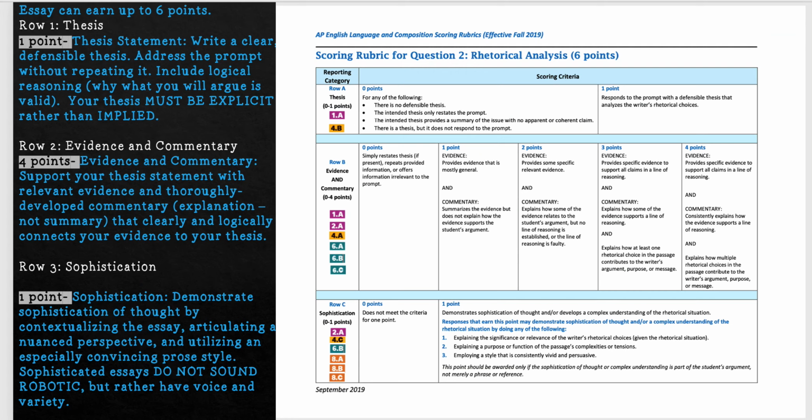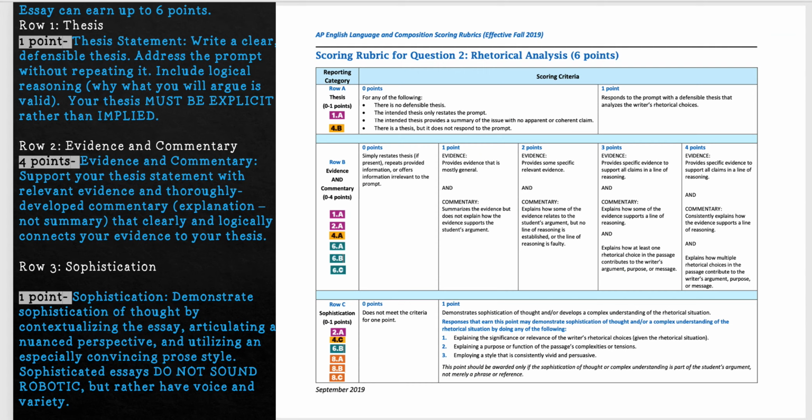So you're going back to the idea of SPACECAT, right? Speaker, purpose, audience, context, and exigence. And then including the CAT part of it, the choices, appeals, and tone, that the writer has used to convey all of the different parts of the SPACE. So you are putting together evidence and commentary that supports your thesis that you have established in row 1.